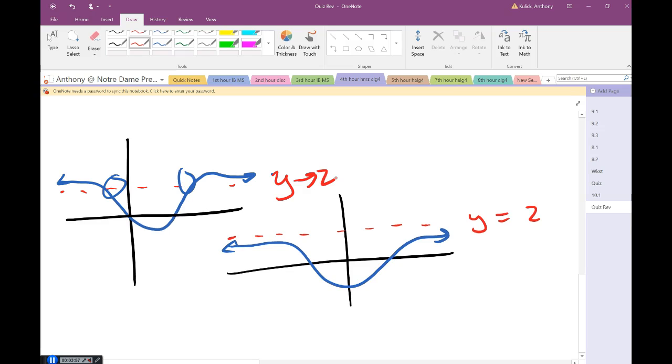Ferris? It was all real numbers except for 2. Next question. Ferris?